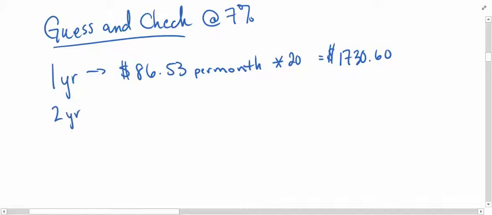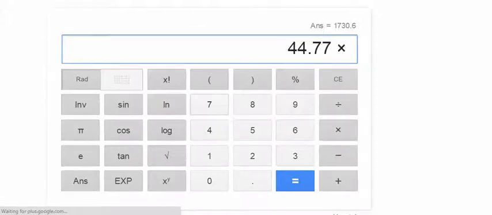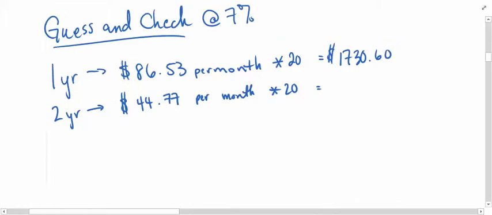Now when we look at the table again, our 2-year payment reduces our monthly payments significantly if we pay this off over 2 years' time. So we're looking at $44.77 per month for each $1,000 that she borrows. So we multiply that number by 20. And we see that $44.77 times 20 leaves us with a monthly payment of $895.40. So a bit closer, but not quite right.